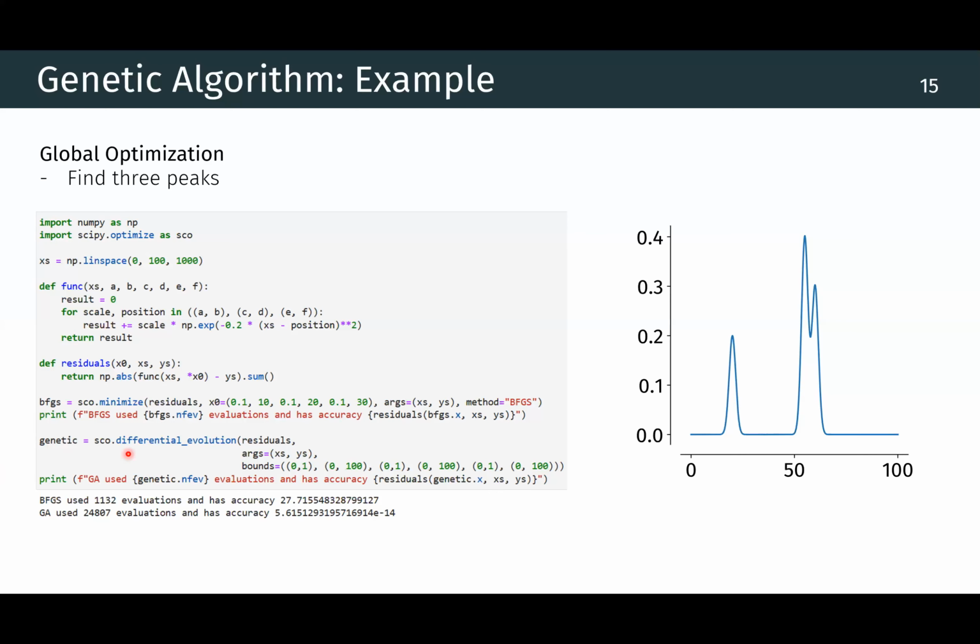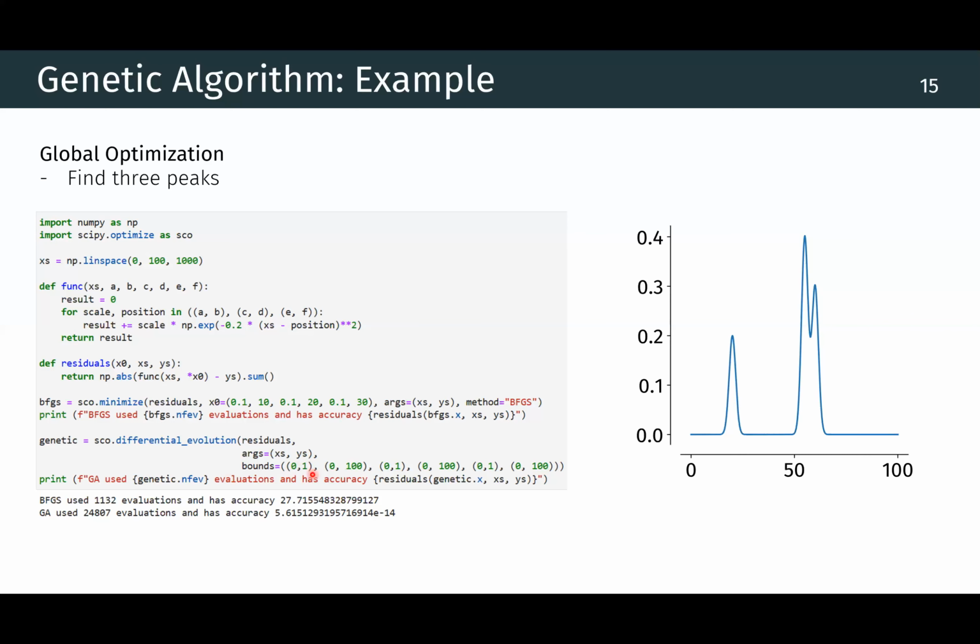And this is what the function differential evolution in scipy.optimize can do for you. So again, you give it the function. It's the same as for BFGS. You give it the arguments. It's the same as in BFGS. And you also give it bounds. So you say for each of those values, what's a reasonable range that it can expect.